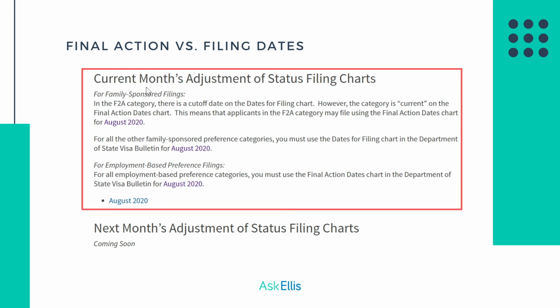In the Visa Bulletin, there will be a link that takes you to a page that looks like this. As you can see in this month, the bulletin directed all family categories except F2A to use the dates for filing chart for adjustments of status applications.